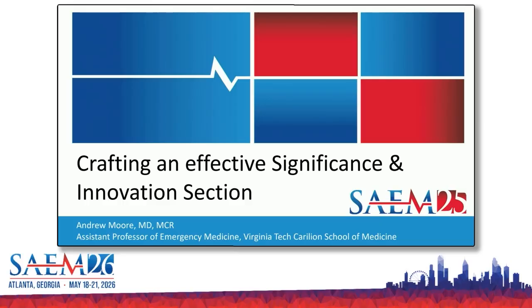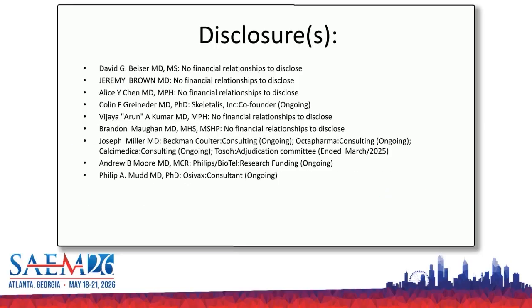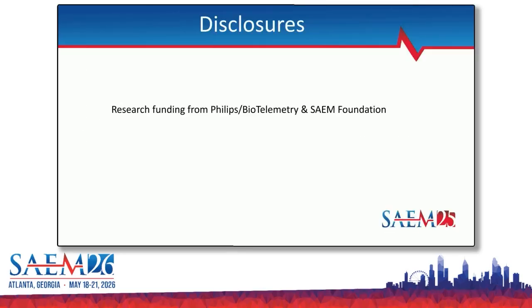This used to incorporate both the scoring that Colin just updated everybody on, and then how to really craft an effective significance and innovation section. So my name is Andrew Moore. I'm an assistant professor of emergency medicine at Virginia Tech. I wear many hats, including program leadership for our residency, and I dabble in research. I have grant funding from Phillips and Biotel and the SAEM Foundation.